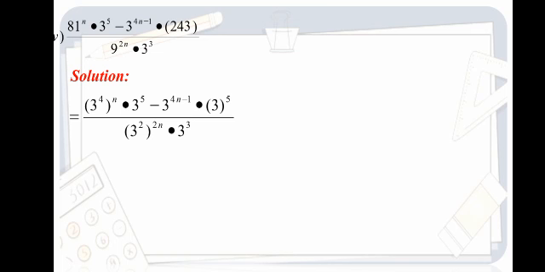243 factors are like when we will multiply 3 5 times, it will give you 243. So we can write it like 3 raised to power 5, then 9 raised to power 2, and 9 is the perfect square of 3. So we can write it like 3 raised to power 2 whole power is 2n, and 3 cube will remain same.